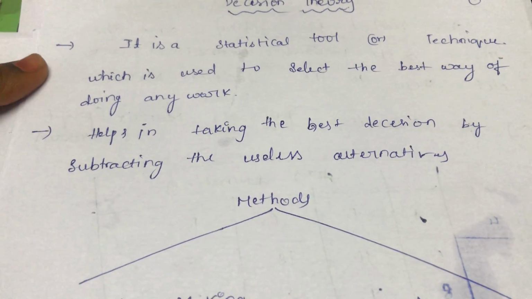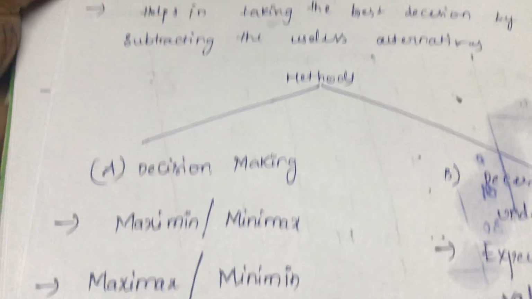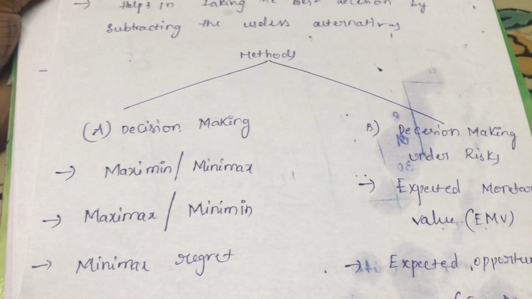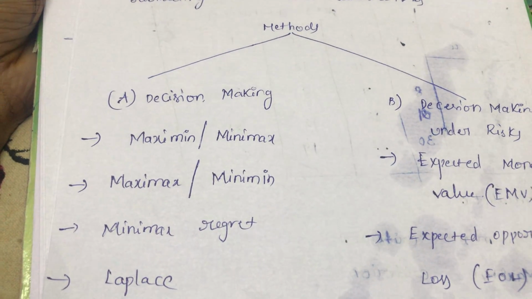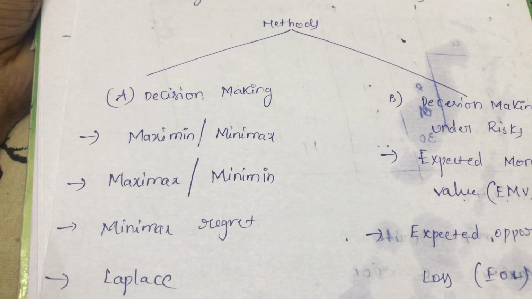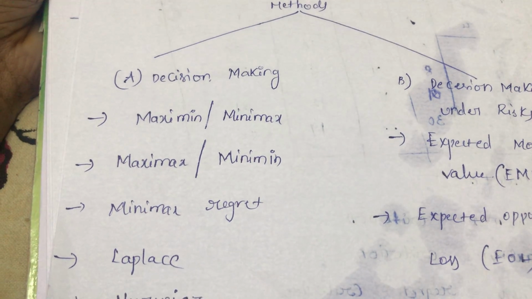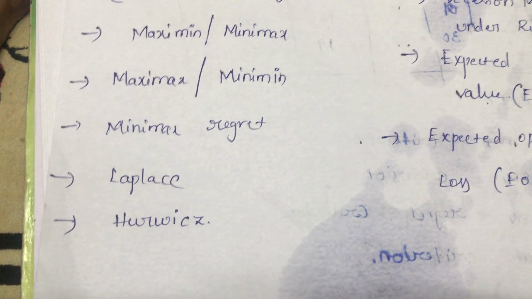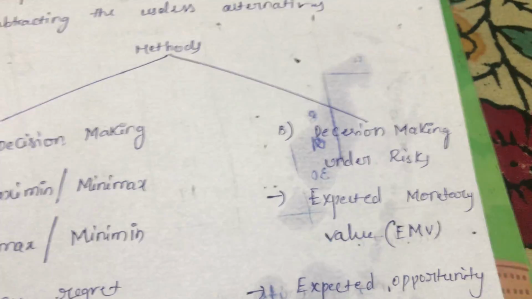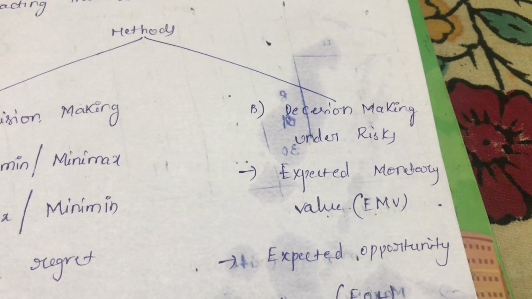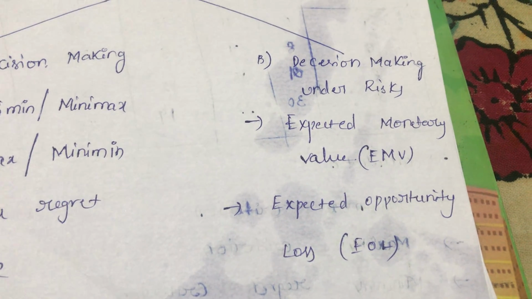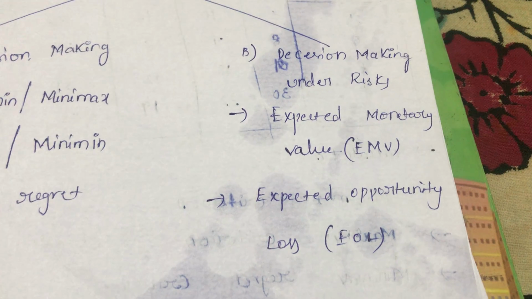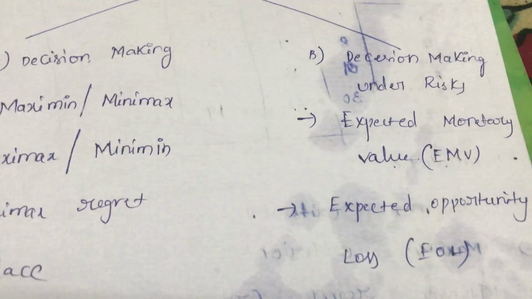by eliminating the useless alternatives. Means useless methods we can eliminate by using this. Generally, decision theory is divided into two types: decision making under certainty and under uncertainty. Under uncertainty: maximax or minimax, maximin or minimin, minimax regret, Laplace method, and Hurwicz's method. Decision making under risk is also divided into two types: expected monetary value (EMV) and expected opportunity loss (EOL).